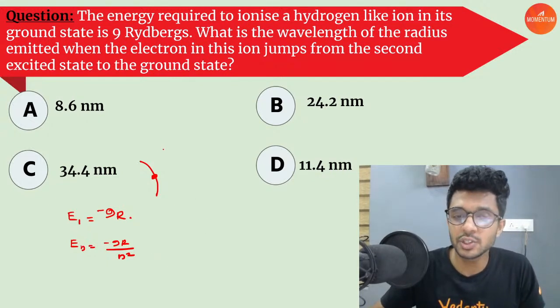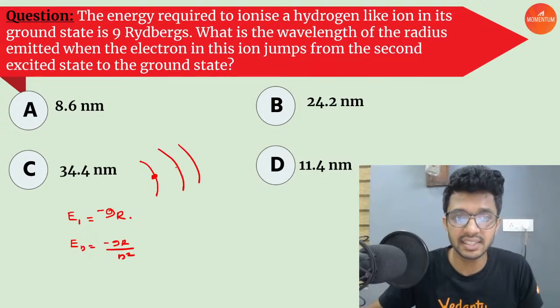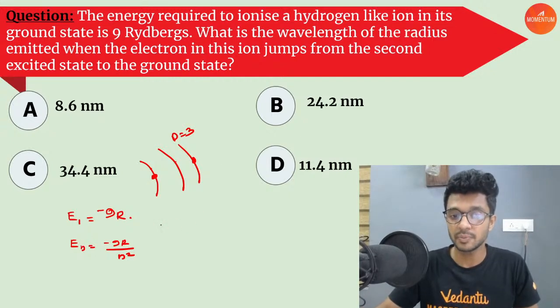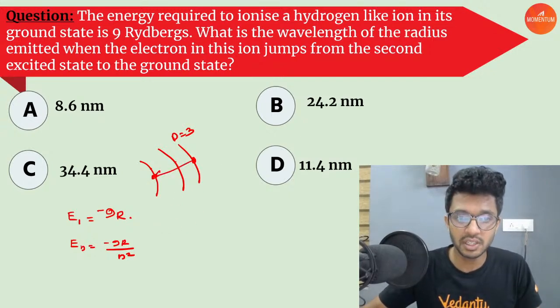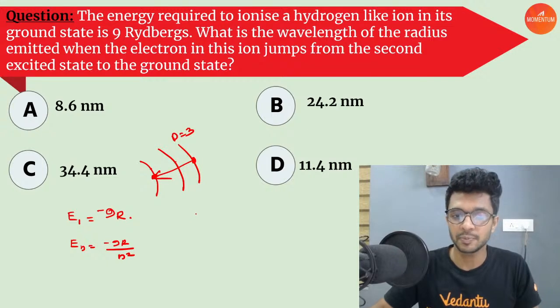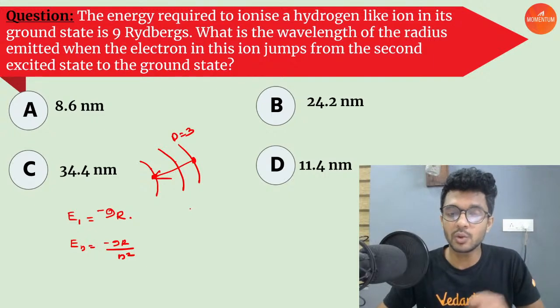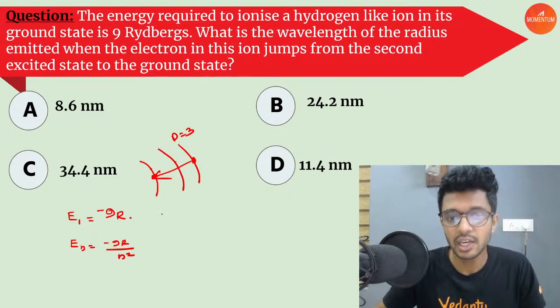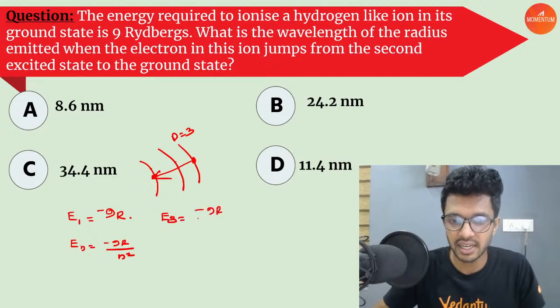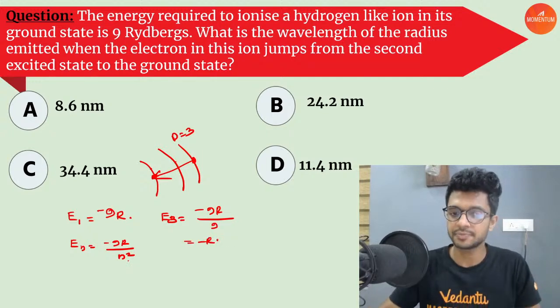So what is happening to this particular electron? Yes, the electron is jumping from the second excited state. This is ground state, first excited, second excited. Second excited corresponds to n equal to 3, right? So it is jumping from 3 to 1. What is the wavelength associated? So first let us find out, when it makes a jump from n equal to 3 to n equal to 1, what is the energy released? For that we have to find the energy of the third orbit. So that's equal to minus 9R by 3 square, that's 9, that is equal to minus R.